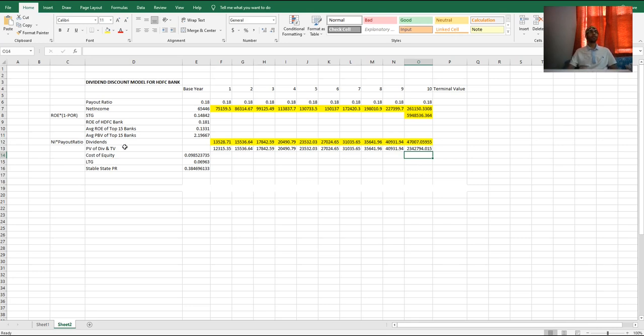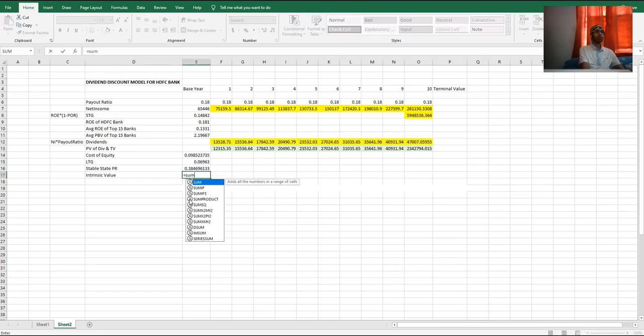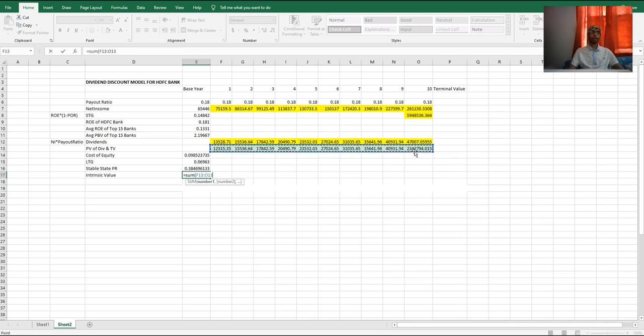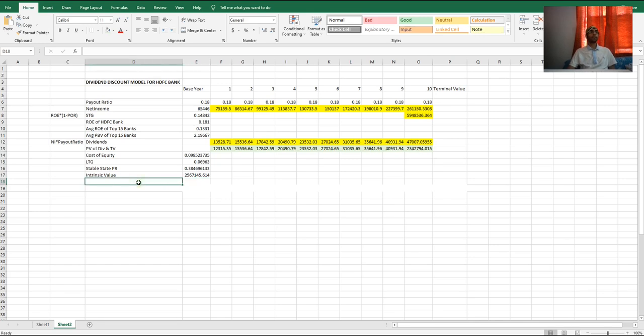So the present value of dividends and the terminal value, we have found it out. So let me mark it. Now how do we find the intrinsic value, friends? It's quite easy. Intrinsic value is equal to sum of all these numbers. This is the intrinsic value that we have, friends. 25.67 trillion.